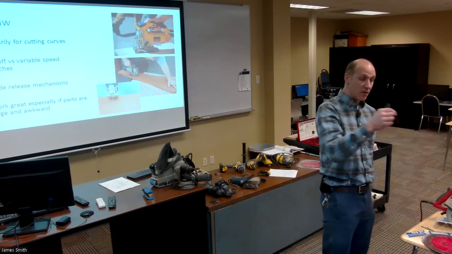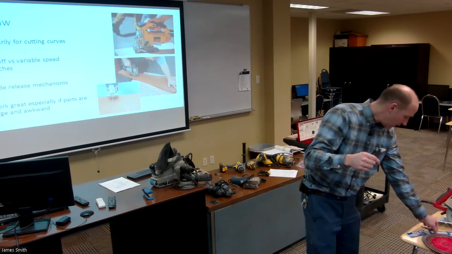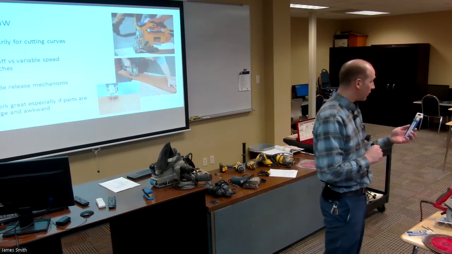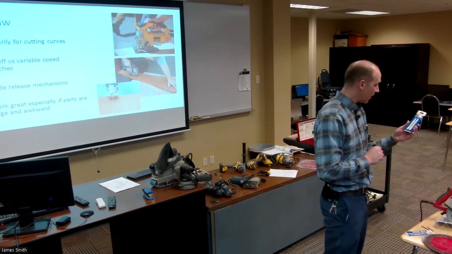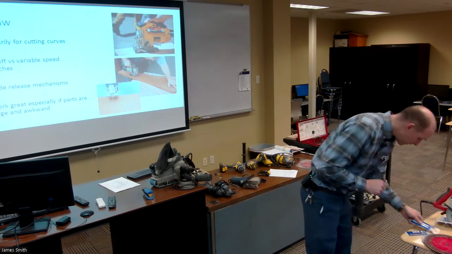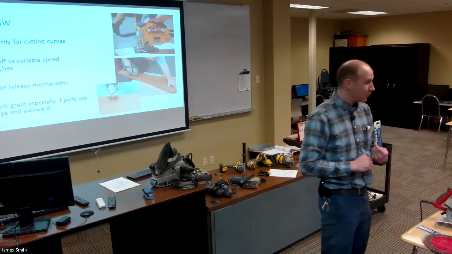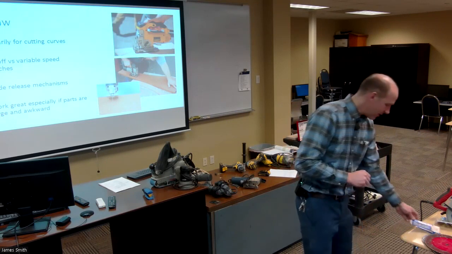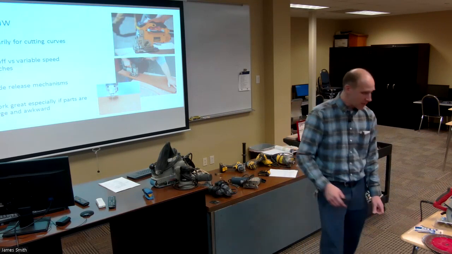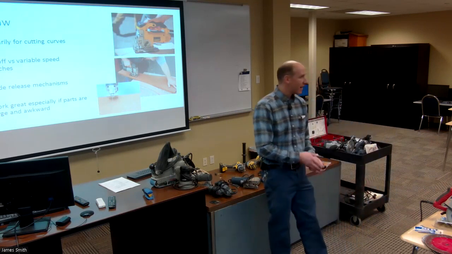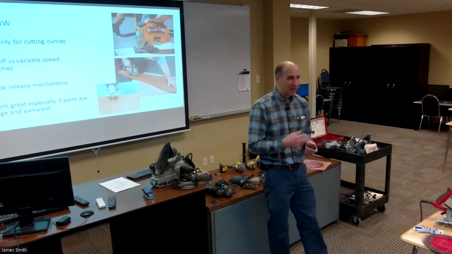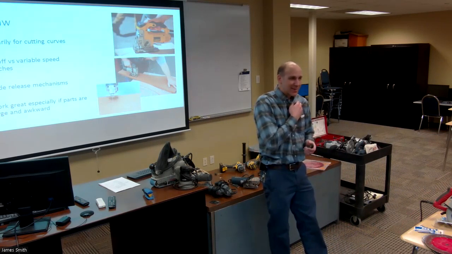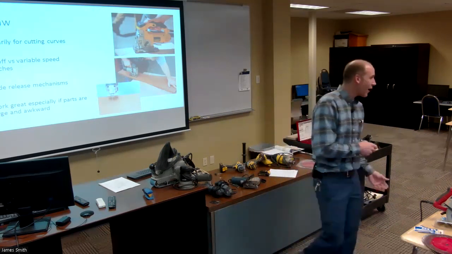This would be a metal cutting blade. You can buy blades that are designed for different materials. So this is a wood cutting blade. They've got a fast wood, so a little bit more aggressive, and they've even got plastic. I think I've even seen some that are diamond coated, designed for cutting ceramics.